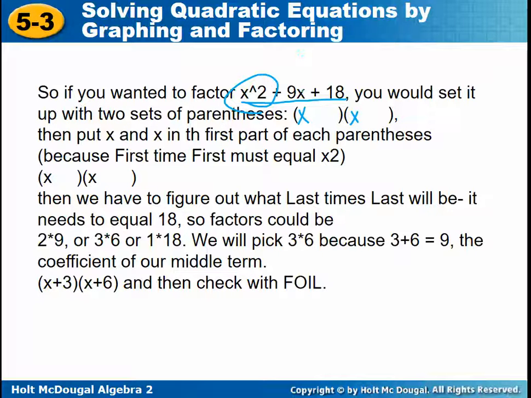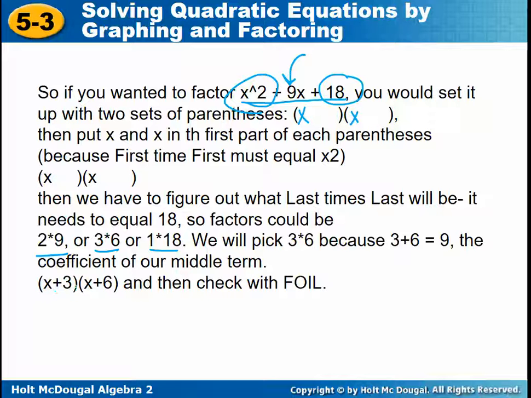Now we have to figure out, we could do outer and inner, but that's harder. So we're going to jump to the last times the last. The last times the last has to be equal to 18. Well, what's equal to 18? We could do 2 times 9 to get 18. We could get 3 times 6 to get 18, or we could do 1 times 18. In order to find the right one, pick the one that also will equal the middle term, which would be the outer plus the inner. All right, let's see if it works.